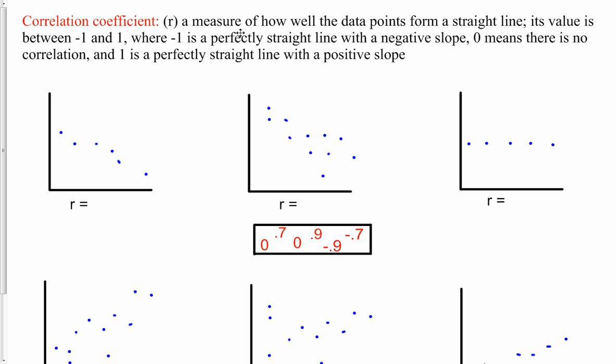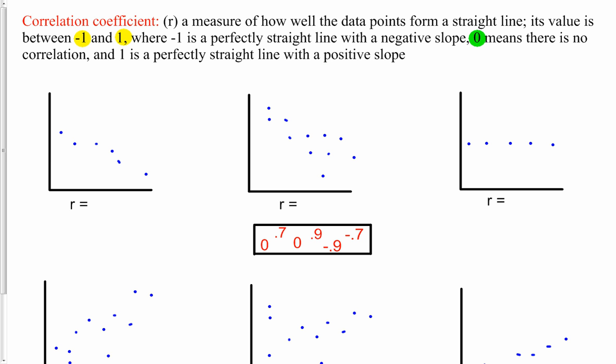Now, we already talked about it's a measure of how well the data points form a straight line. However, the correlation coefficient has a value between -1 and +1. And if you're really close to -1, you have a very straight line going down with a negative slope. So, straight line going down. Whereas if you have +1, you have a perfectly straight line with a positive slope going up. So -1 and 1 are both straight lines, but the positive one is going up, the negative one is going down. 0, on the other hand, if you have a correlation of 0, that means there's no correlation.